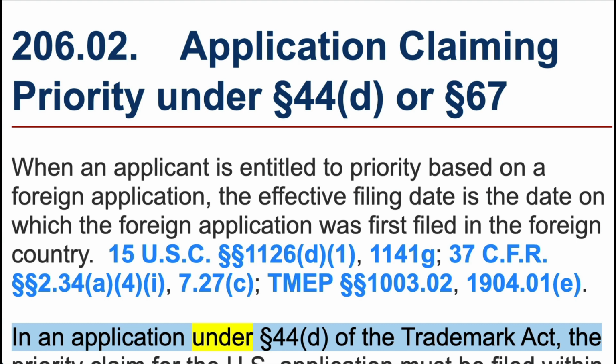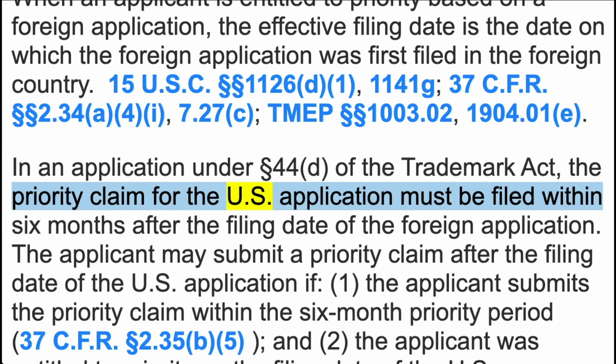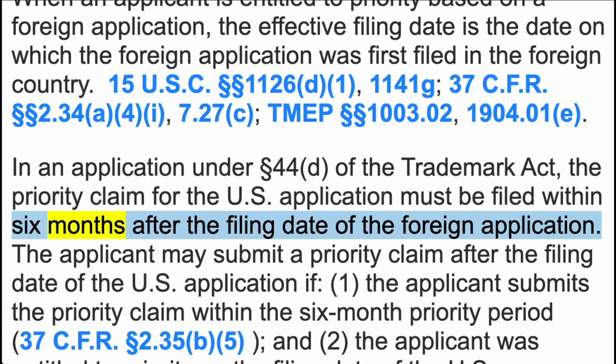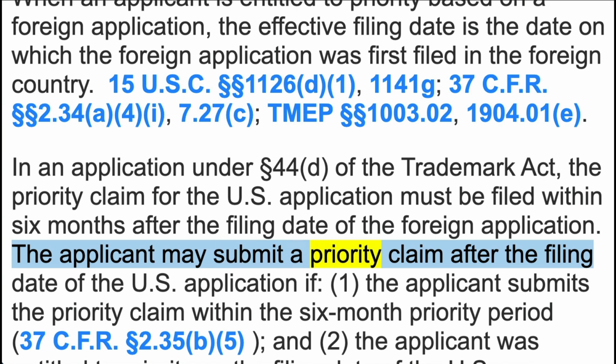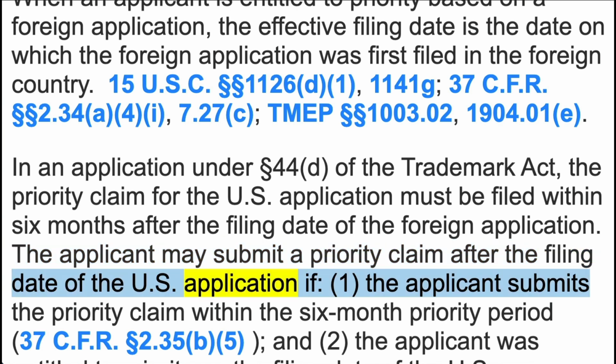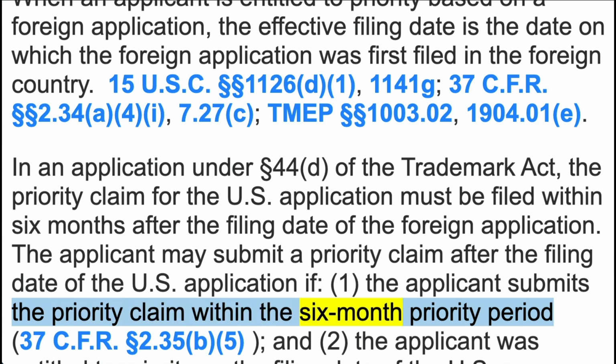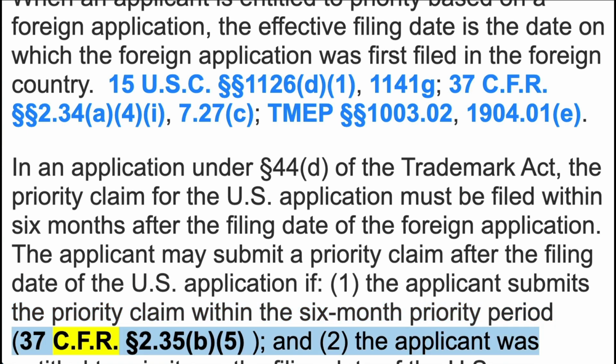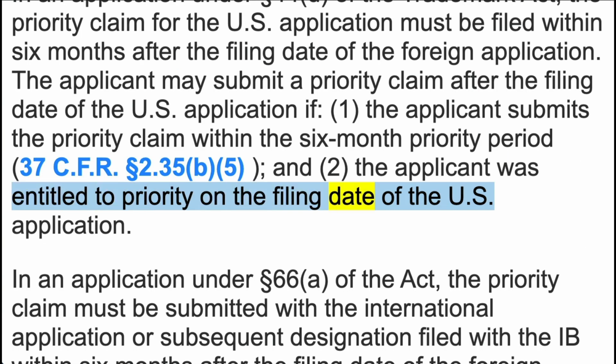In an application under Section 44(d) of the Trademark Act, the priority claim for the U.S. application must be filed within 6 months after the filing date of the foreign application. The applicant may submit a priority claim after the filing date of the U.S. application if 1. The applicant submits the priority claim within the 6-month priority period, 37 CFR Section 2.35(b)(5), and 2. The applicant was entitled to priority on the filing date of the U.S. application.